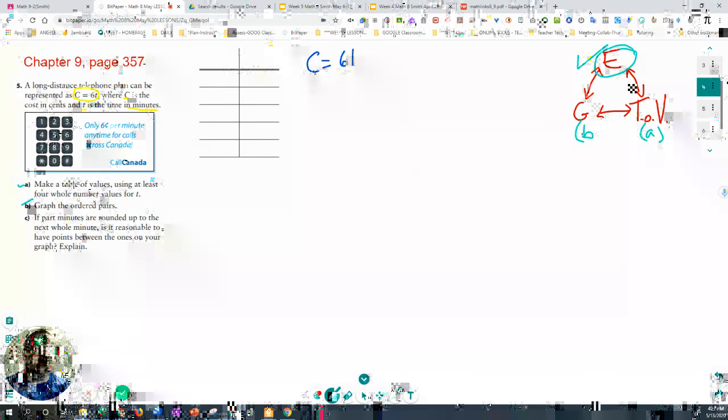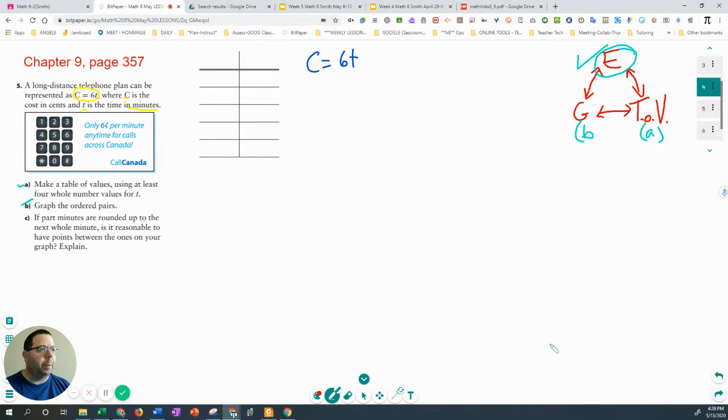Okay, so one last time. The way this is written, our cost, just use an arrow here, our cost depends on time. So time, therefore, is our X, and C is our Y value. All right, let's start plugging this in. Where students get a little messed up is they don't know what numbers to use. I always tell them, start with simple numbers.